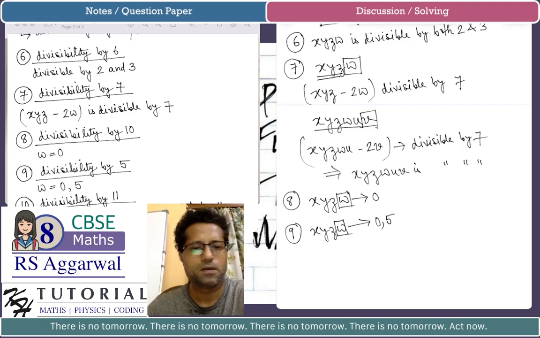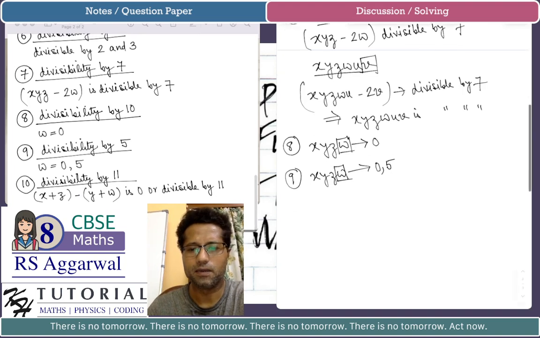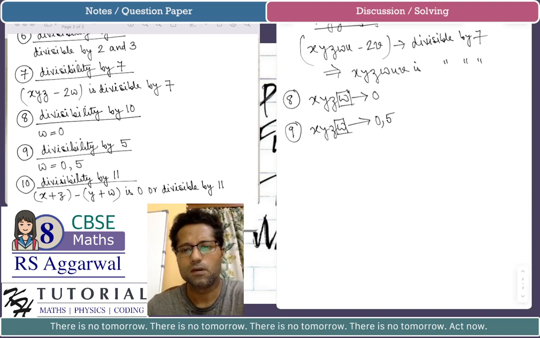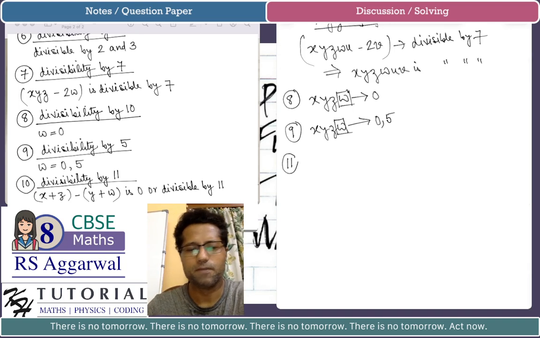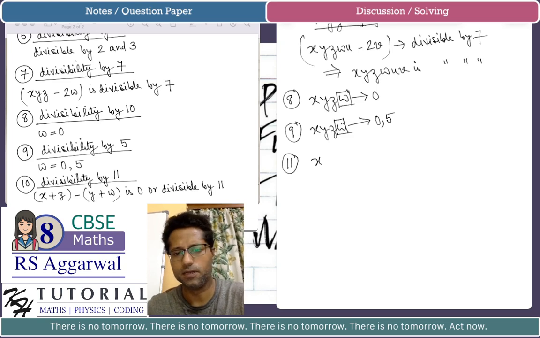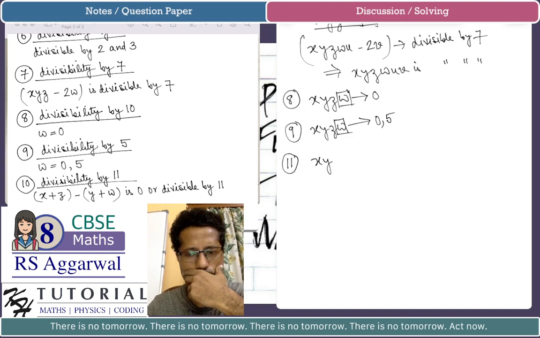Okay. Now divisibility by 11. The idea is that we are considering a four-digit number. So my handwriting has started to become very crazy because my machine is running very slow. I'm sorry for that. So the given number is x, y, z, w.